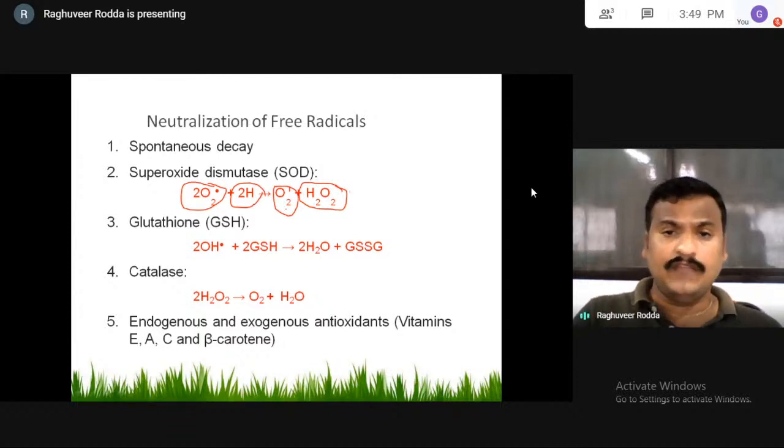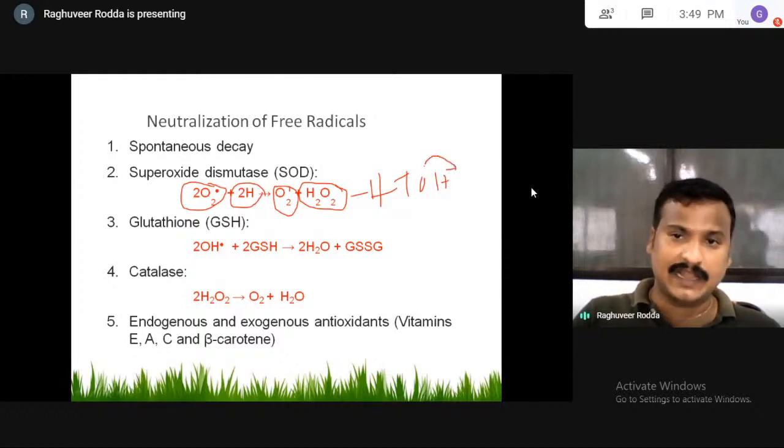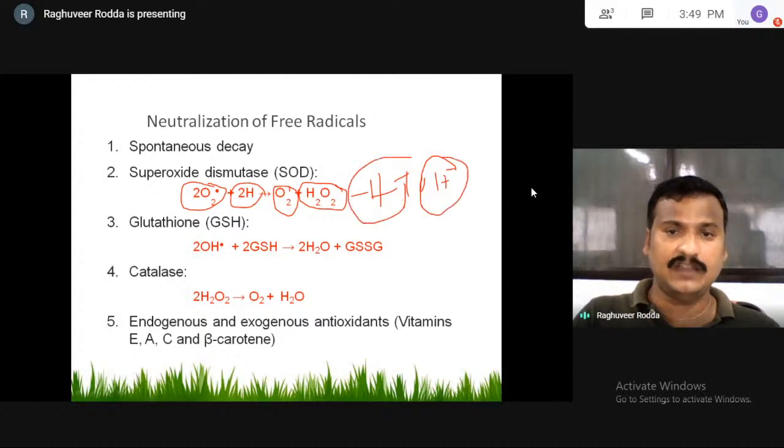So it is not left as such. As soon as the superoxide dismutase function is done, it produces a reactive species and a non-reactive species immediately. This H2O2 will again produce hydrogen ions and hydroxyl ions. So these both are again reactive in nature.